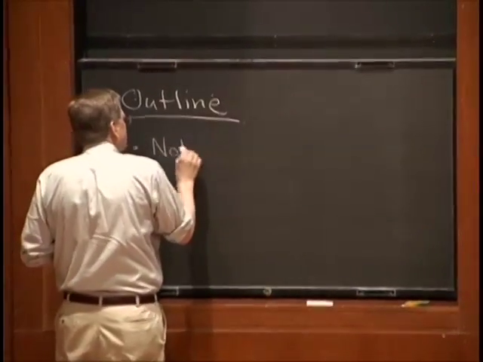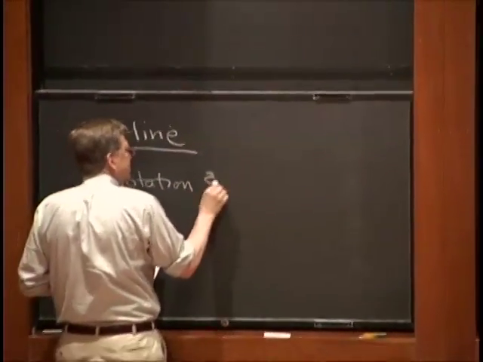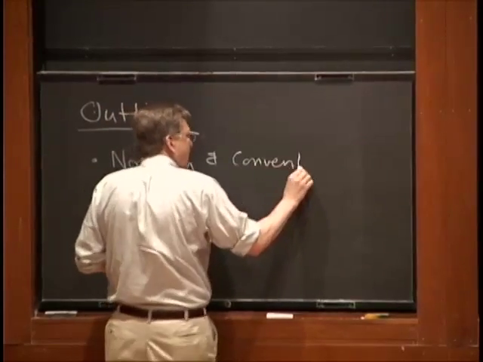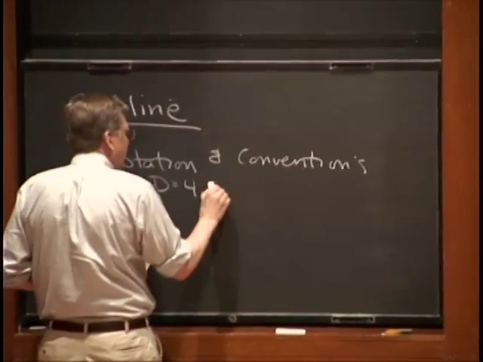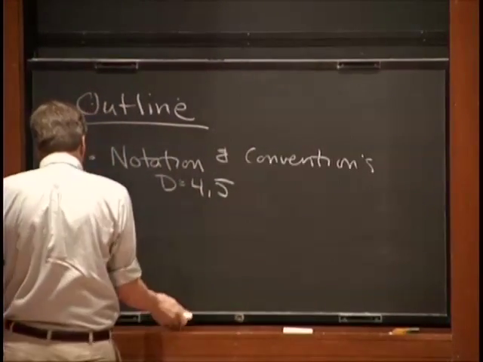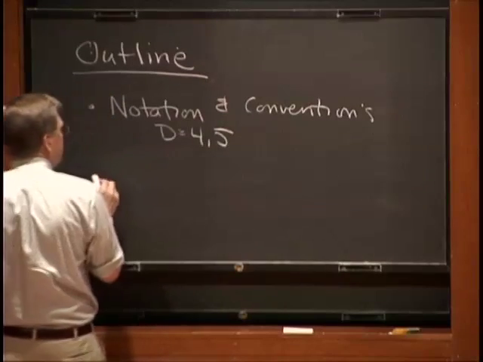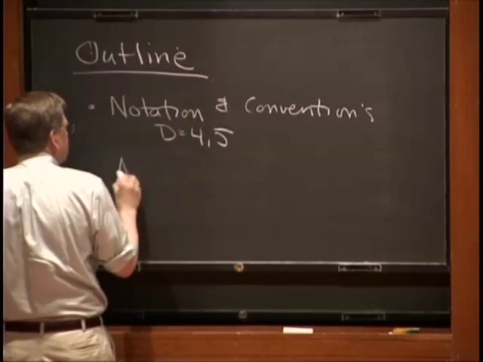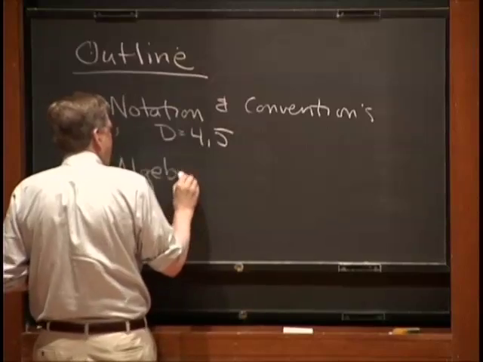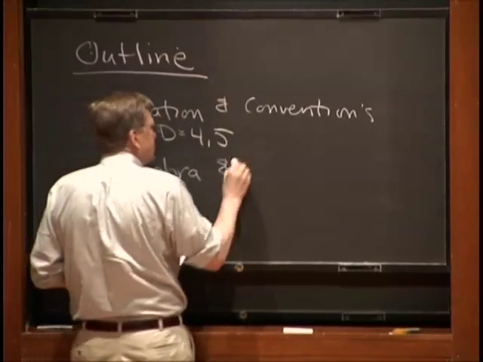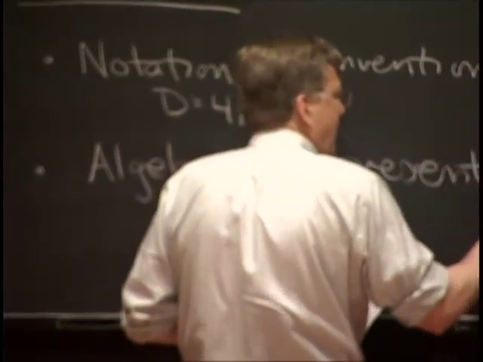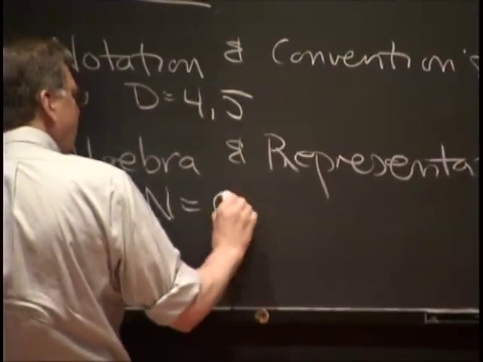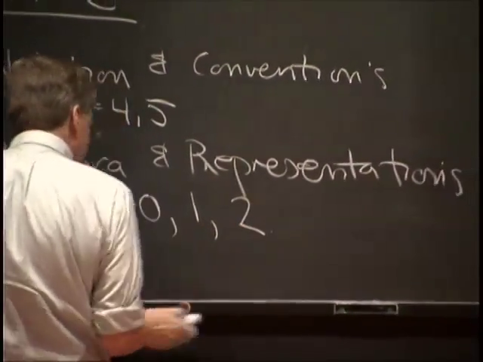So I'm going to start with some notation and conventions. In the lectures, I'm going to restrict myself to dimensions 4 and 5, and so the notation and conventions will apply to dimensions 4 and 5. I'm going to talk about the supersymmetry algebra and its representations. And here I'm going to restrict myself to n equals 0, n equals 1, and n equals 2.